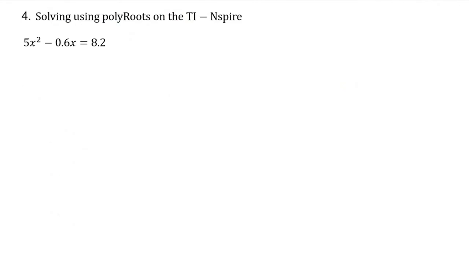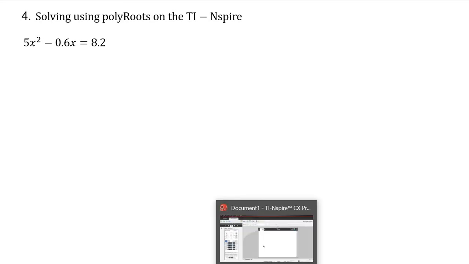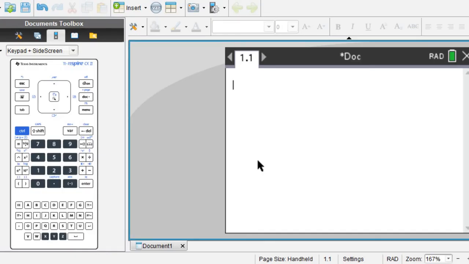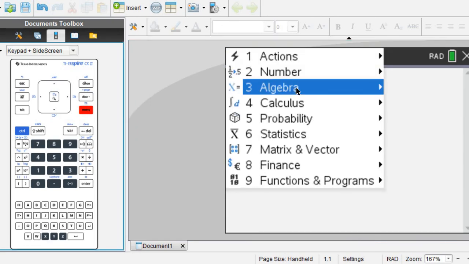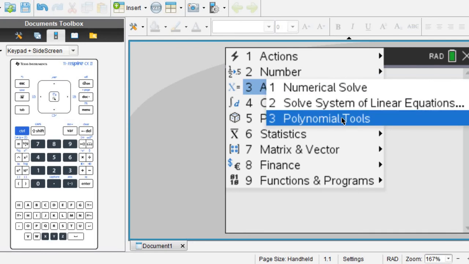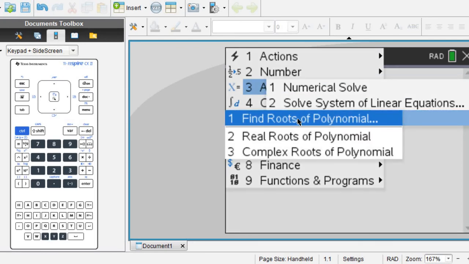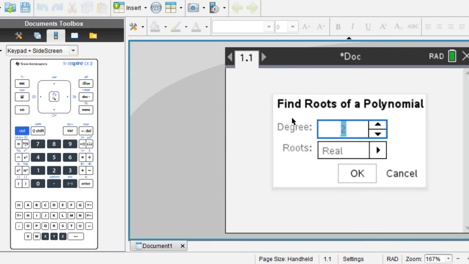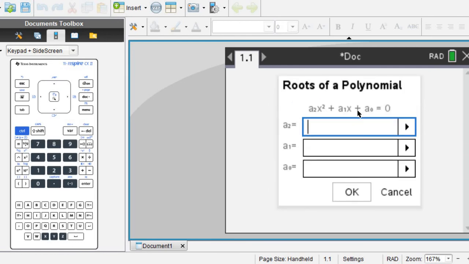The next technique involves using a feature on your GDC called polyroots. So that's the function we're going to solve. So if we go to the calculator, and if you go Menu, Algebra, Polynomial Tools, and find roots of polynomial, a quadratic, the highest power is squared, so for a quadratic, the degree is 2. Click OK. Now you'll see this form, which should look very familiar to you.